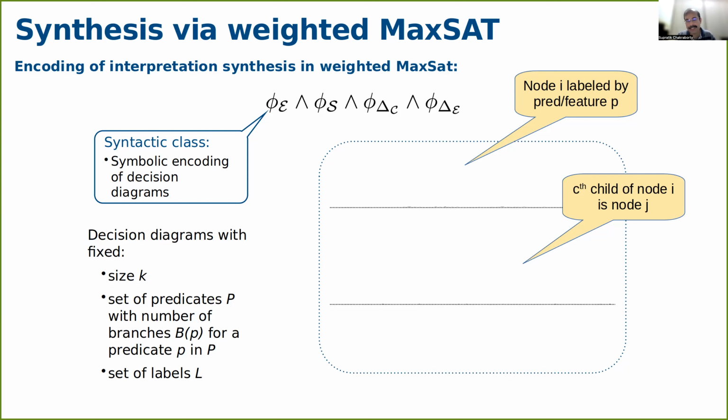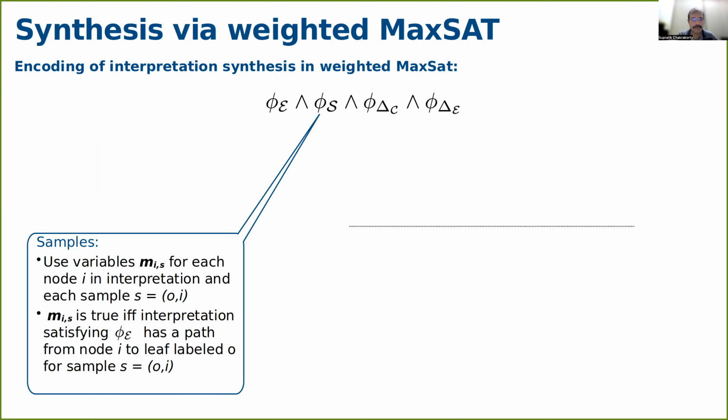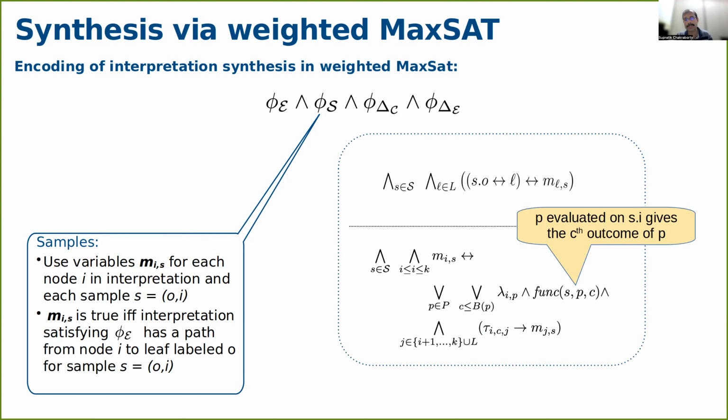But the formulas that we are constructing are all polynomial in these numbers: the size K, the number of predicates, the number of labels, right? Because I just showed you how I'm constructing the formulas. There is no exponential blow up here.